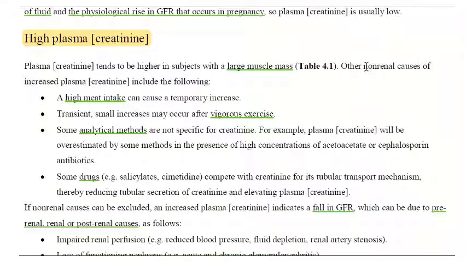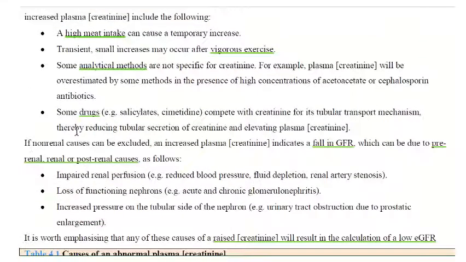And then هذني non-renal causes of increased plasma creatinine concentration. If non-renal causes can be excluded، إذا هذني non-renal causes استبعدت، An increased plasma creatinine concentration indicates a fall in GFR, which can be due to pre-renal, renal or post-renal causes. أسباب قد تكون ما قبل الكلى أو أسباب في الكلى نفسها، أو في أسباب ما بعد post-renal بعد الكلى. As follows: مثلا impaired renal perfusion، الأمثلة عليها reduced blood pressure، fluid depletion، أو renal artery stenosis. حالة renal artery stenosis يعني تضيق في الشريان الكلوي.